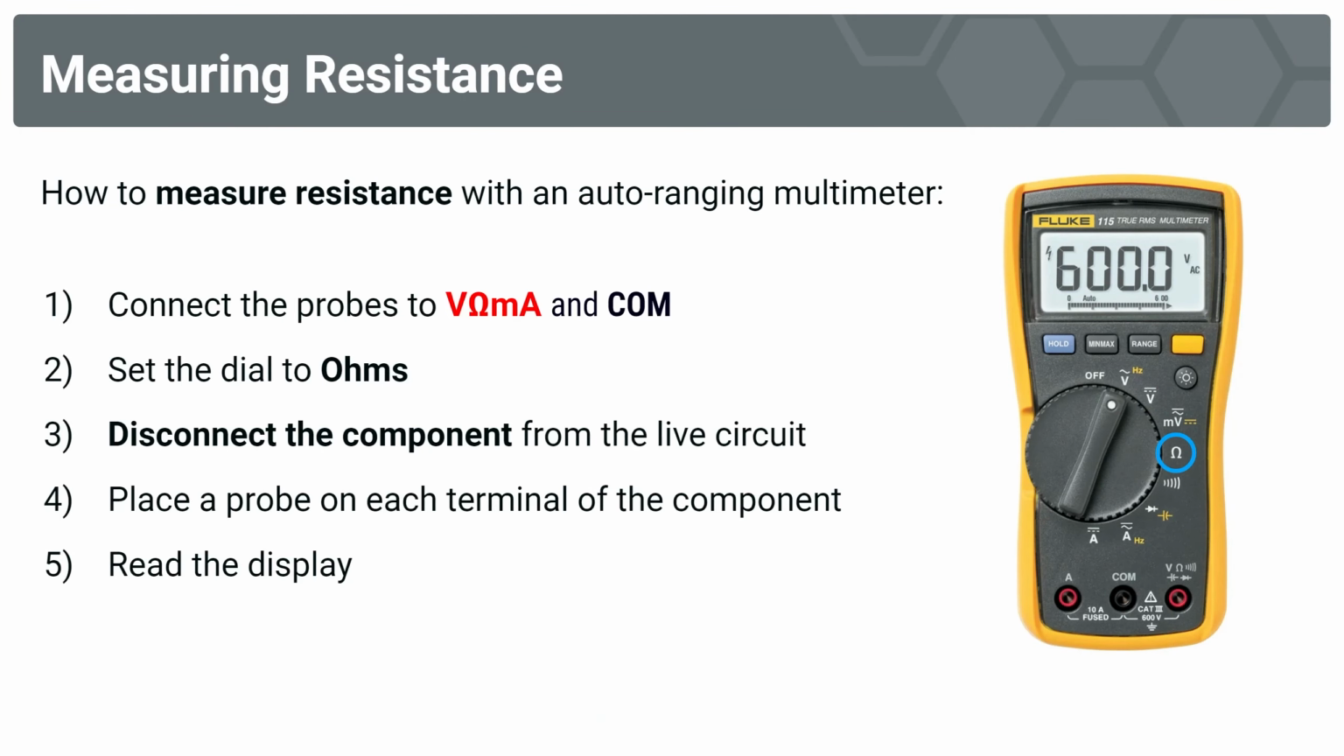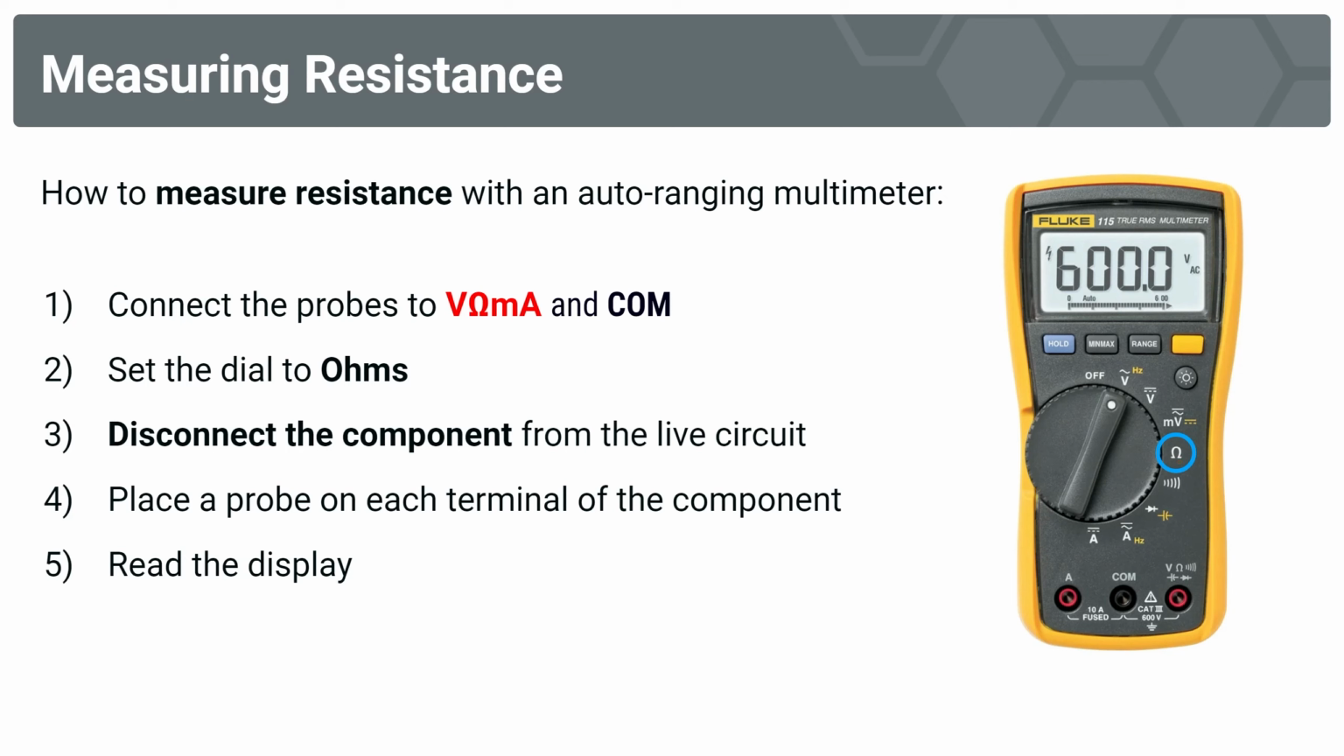Next, we'll talk about measuring resistance on the auto-ranging multimeter. Big surprise. First thing you're going to do is connect your probes. Then you're going to set the dial of your multimeter over to the ohm symbol. And now, as a next step, you're going to disconnect your component, your resistor, from the live circuit.